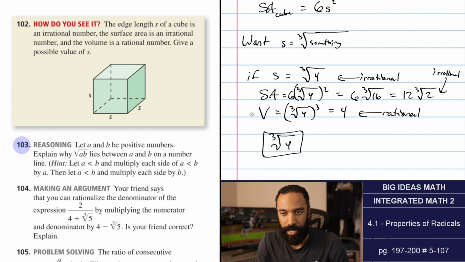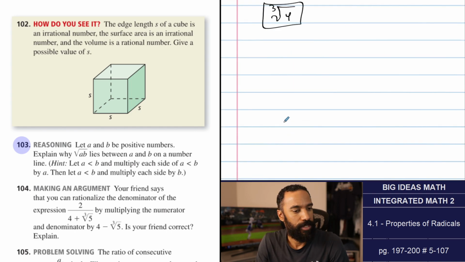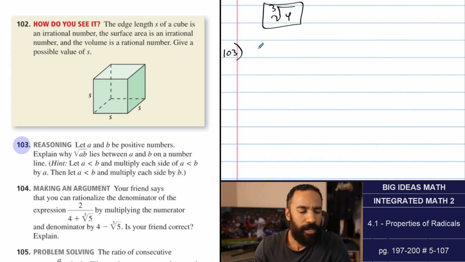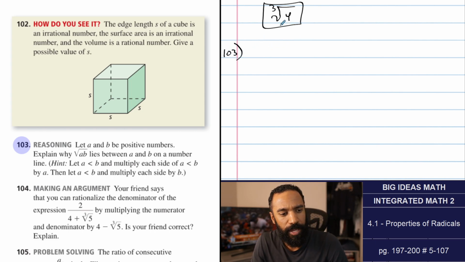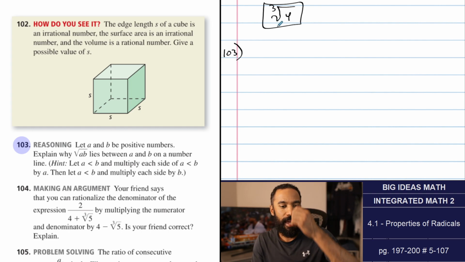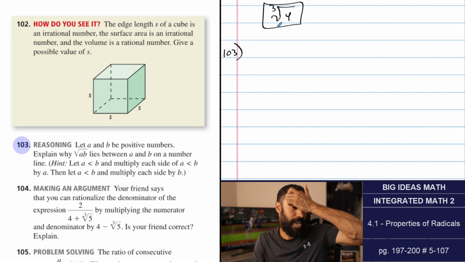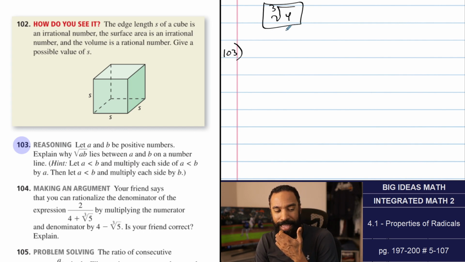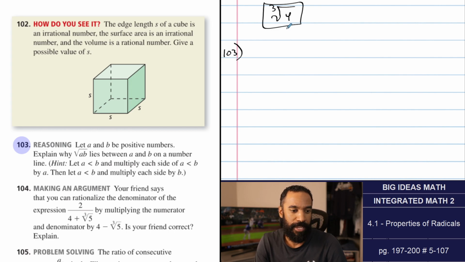103, another reasoning question. Of course. They're really making me think here. Let A and B be positive numbers. Explain why the square root of A times B lies between A and B on a number line. Hint: let A be less than B and multiply each side of A is less than B by A. Then let A be less than B and multiply each side by B.